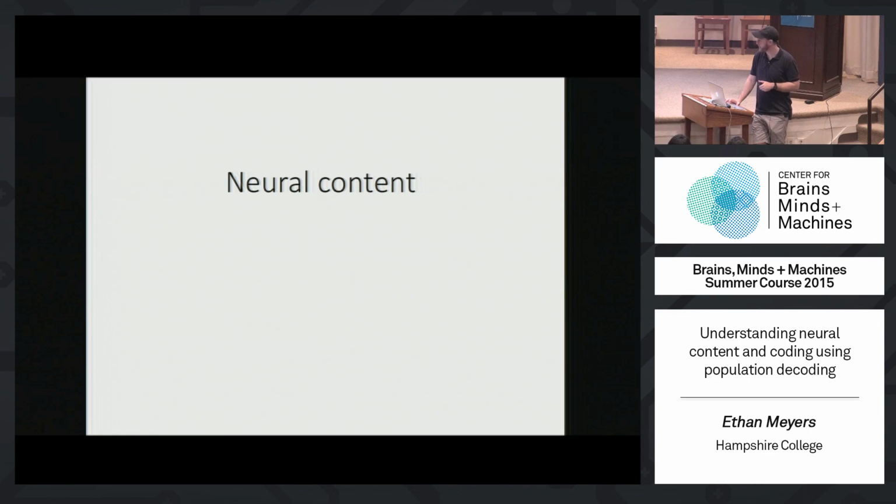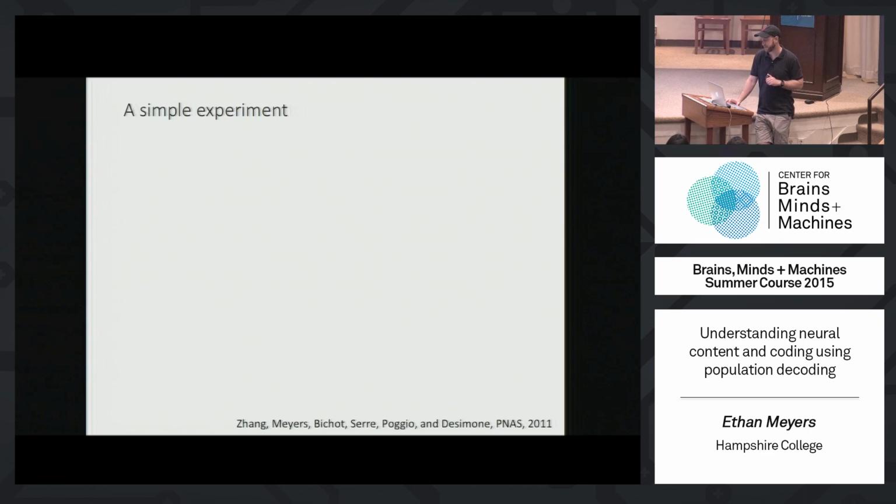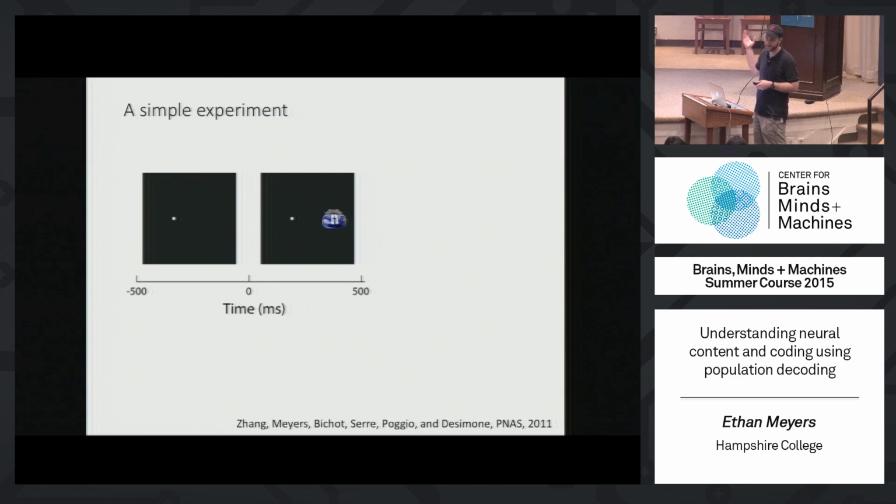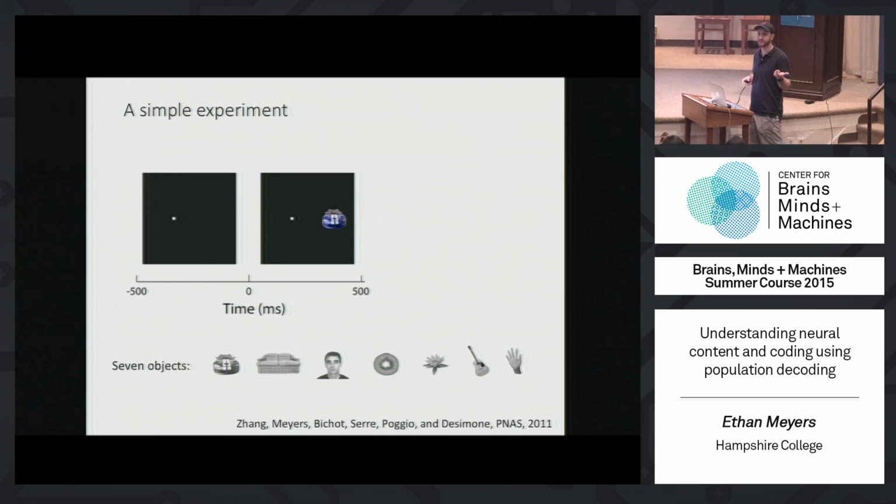All right, so let's go into talking about neural content, or what information is in a brain region and how we can use decoding to get at that. As motivation, I'm going to be talking about a very simple experiment. Basically, this experiment involves a monkey fixating on a point for the duration of the trial. But first, there's a blank screen. And then after 500 milliseconds, up is going to come a stimulus. And for this experiment, there are going to be 7 different possible stimuli that are shown here. What we're going to try to decode is which of these stimuli was present on one particular trial. And we're going to do that as a function of time.